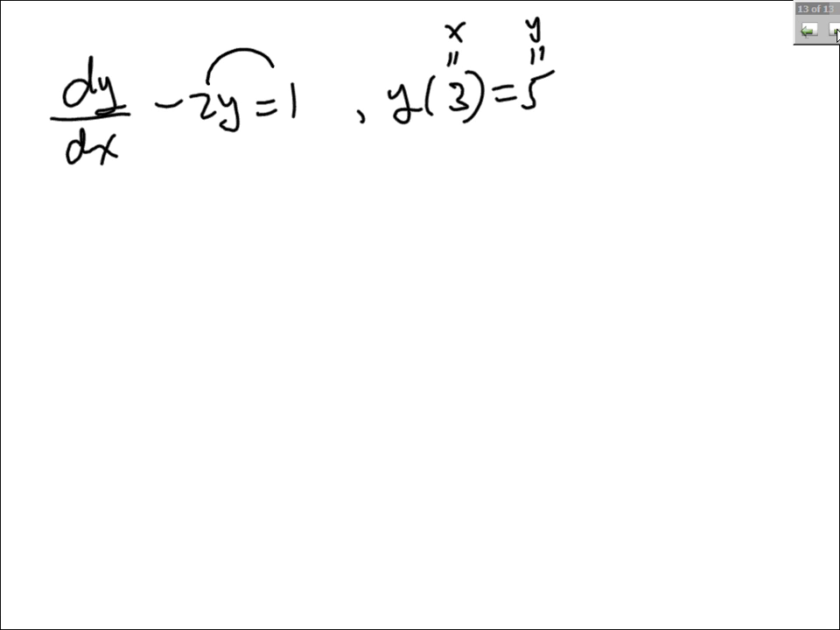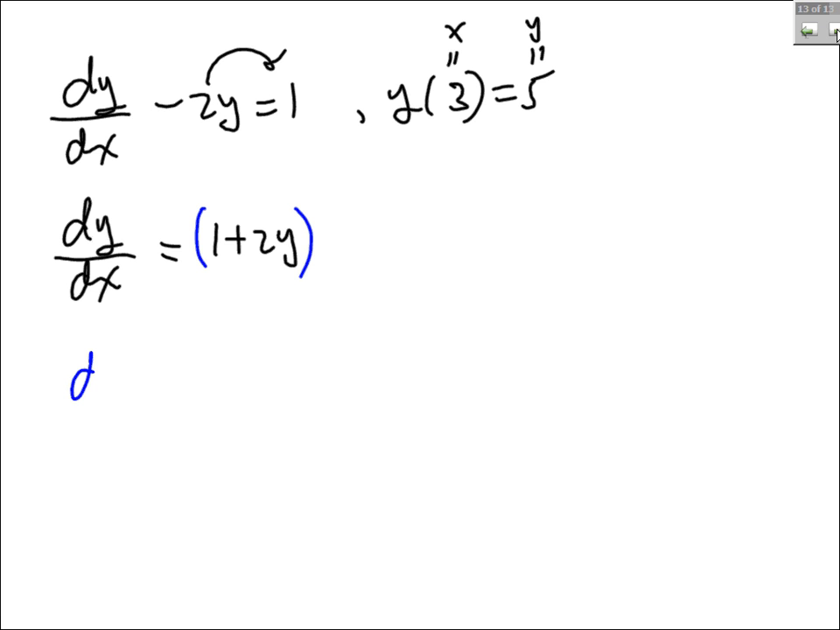dy/dx is, well, let's do it this way. dy/dx minus 2y equals 1, and y of 3 is 5. So that's a y value, and that's an x value. Now we're only supposed to have two terms. So I'll bring the negative 2y over. I have one term on the left, and if I put brackets around what's on the right side, it's one term.